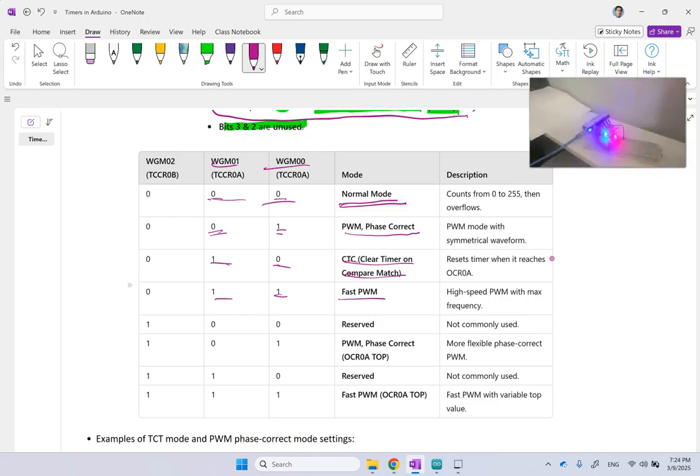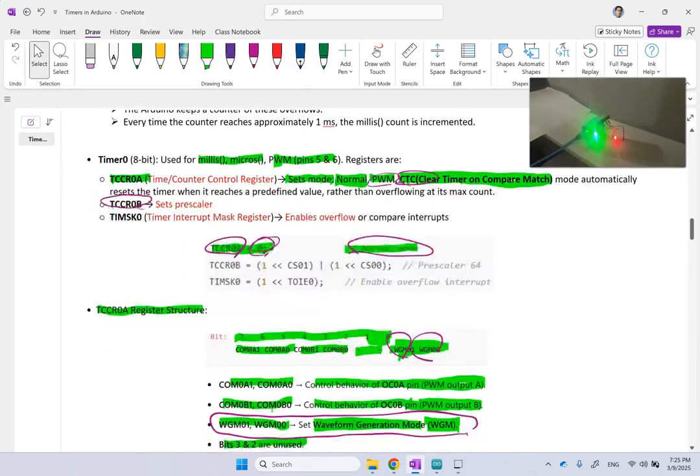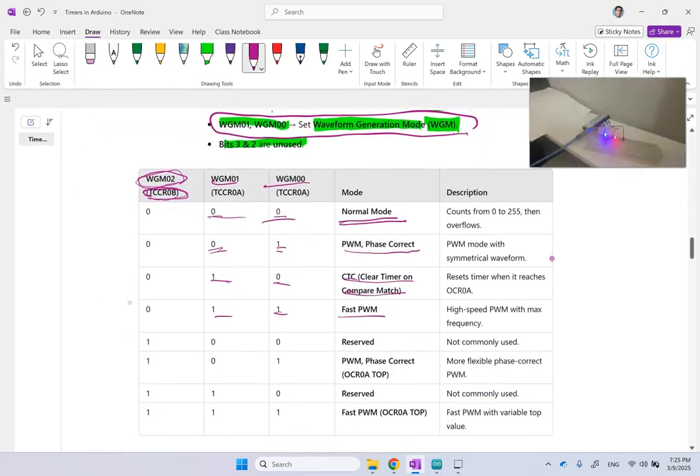And then there are 4 other modes where there is a bit in TCCR0B, not in A anymore. There is one extra bit in the second register, and by setting that bit, along with the others, you get these 4 other extra modes: a reserved mode that is not used, PWM phase correct, another reserved mode, and another fast PWM mode. So these 4 we set if we use the extra bit in TCCR0B.